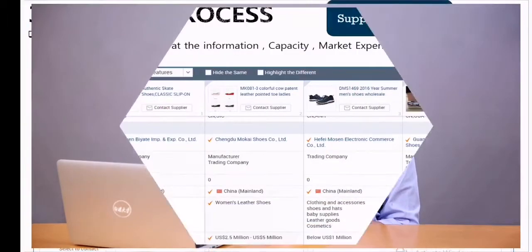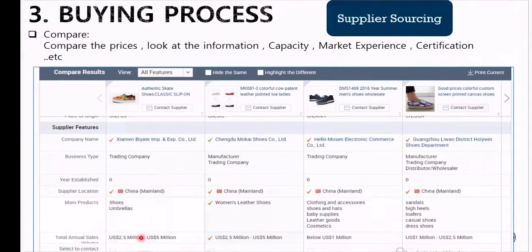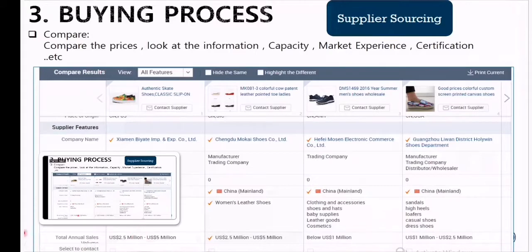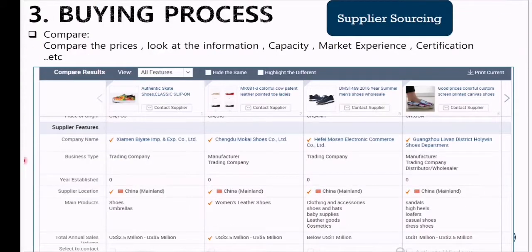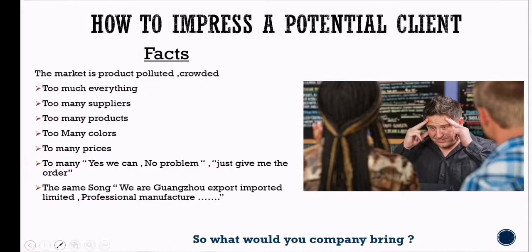But the problem here is the B2B platforms, they all look the same. That's the problem. They all look the same. Everybody is only product. And the reason is most of those platforms don't give you the option to do more marketing. So what I want to show you is, once they ask you for quotations, they're gonna compare. Okay, they're gonna look at your information. And again, the question is how to impress a potential client.